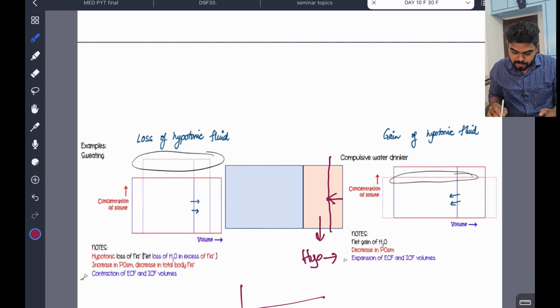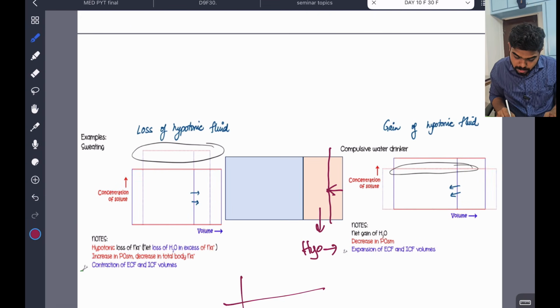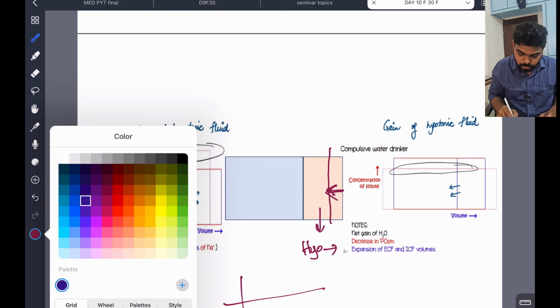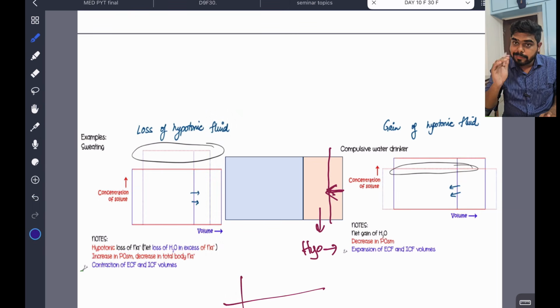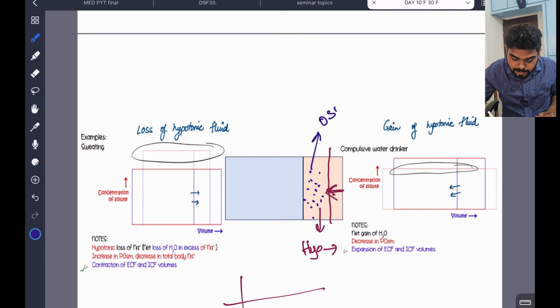Because of loss of fluid, the volume is coming down in the ECF, because the first change is happening in the ECF. Hypotonic fluid lost means fluid with less osmolarity has left the area. The solutes are rich here, so it becomes hypertonic. The osmolarity increases here.